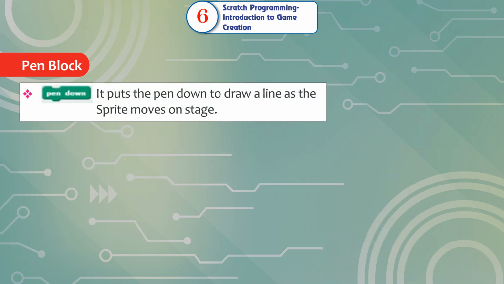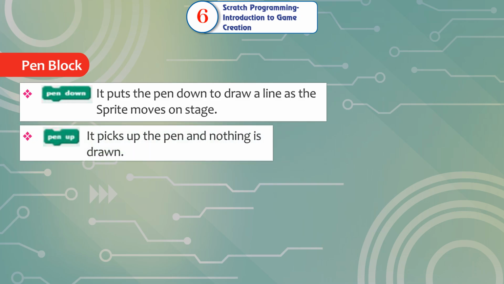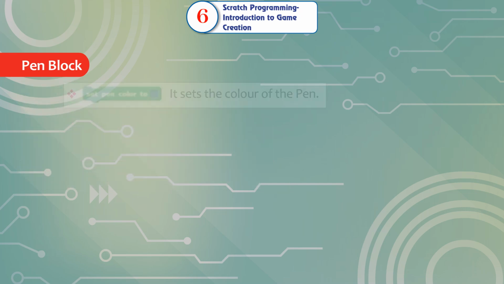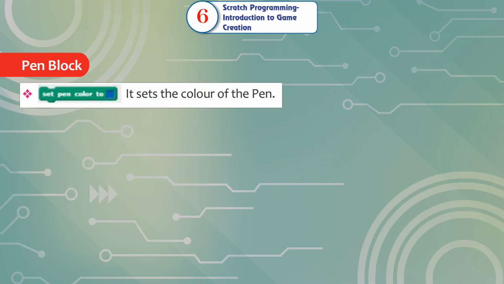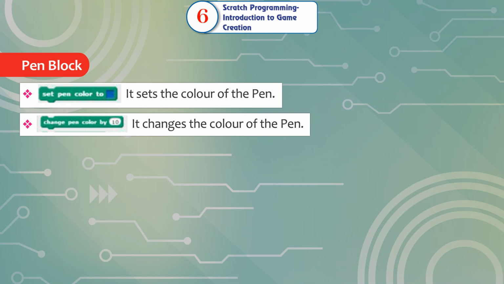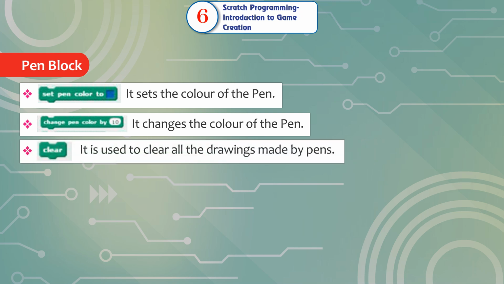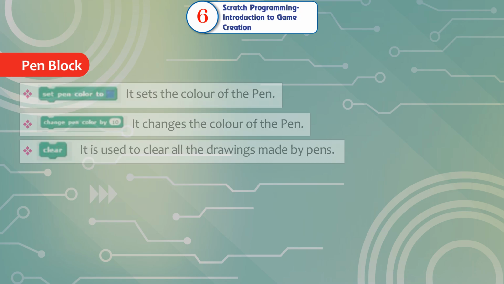It puts the pen down to draw a line as the sprite moves on stage. It picks up the pen and nothing is drawn. It sets the thickness of the pen. It sets the color of the pen. It changes the color of the pen. It is used to clear all the drawings made by pens.